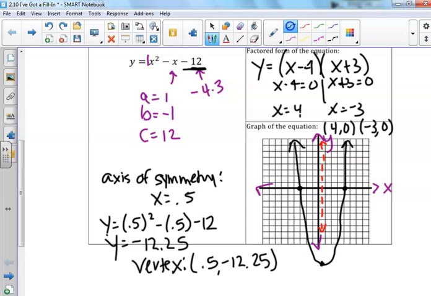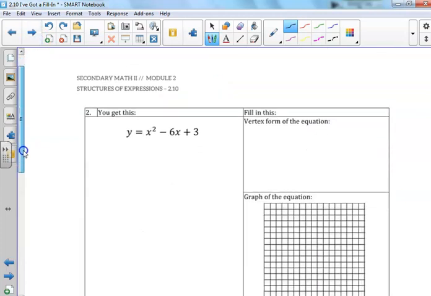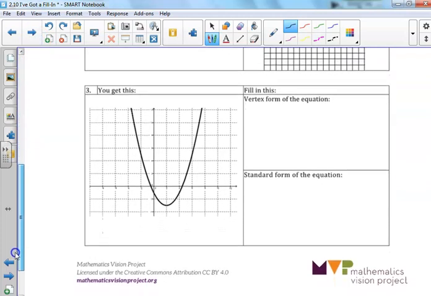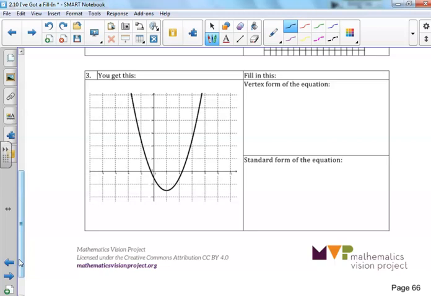The next question I'd like to look at together is number 3. For number 3, we're not given an equation. We're actually only given a graph. So we're asked to find the vertex form of the equation. Recall that the vertex form of a quadratic function is y equals a times the quantity x minus h squared plus k, where h and k are the vertex.